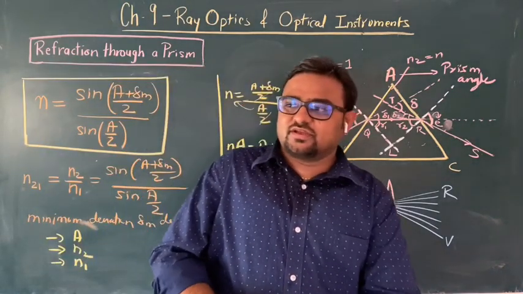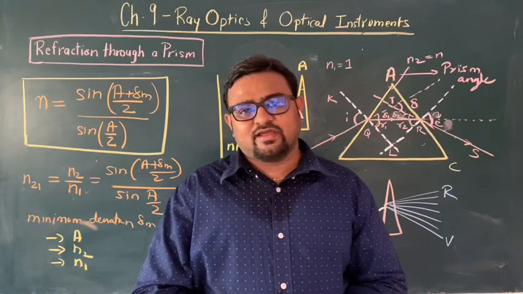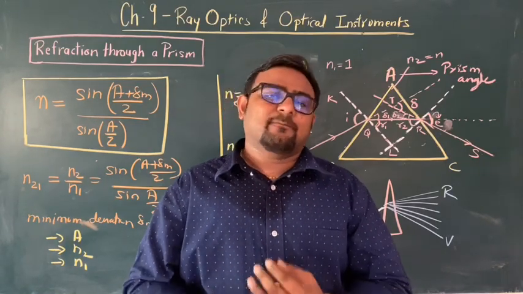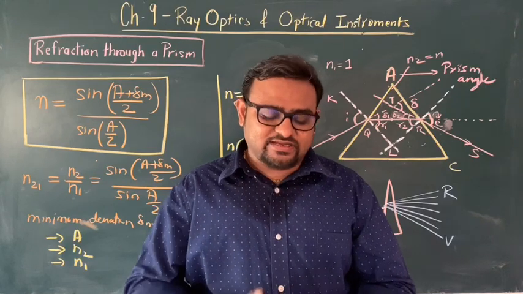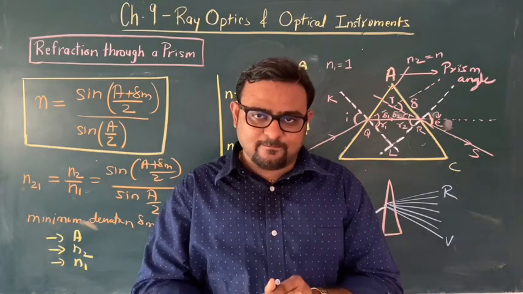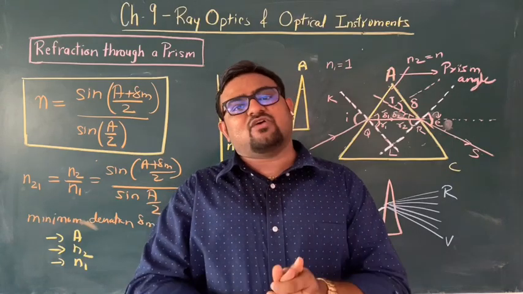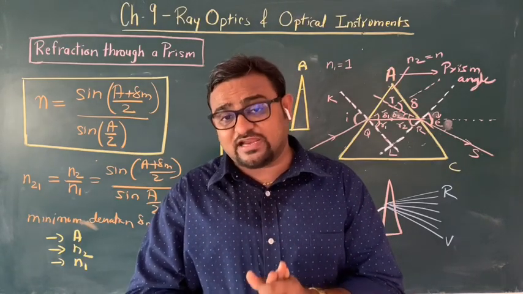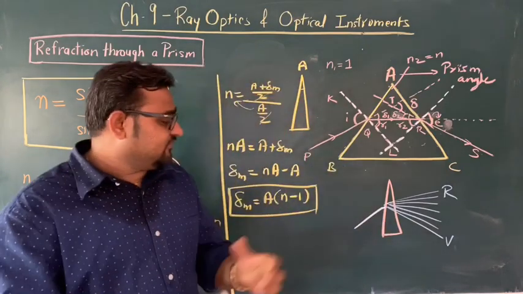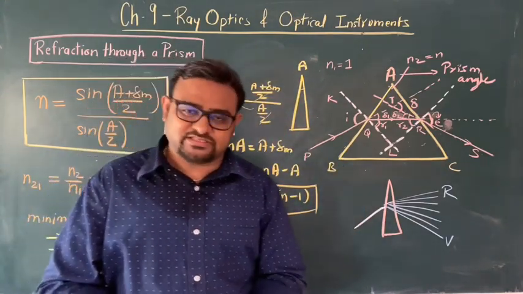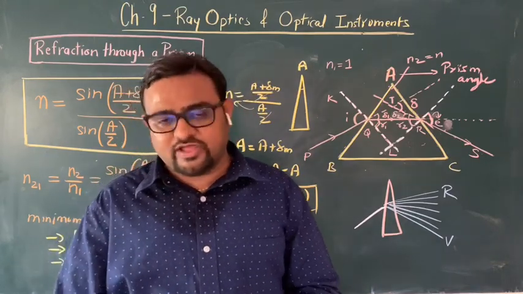Okay, students, so that's it for today. Today we have completed this topic of refraction of a prism. We have derived the equation for prism, then we have taken a graph for minimum deviation. We have derived the formula for refractive index of prism, and then the formula for deviation when we take a thin prism. So that's it for today. Thank you.